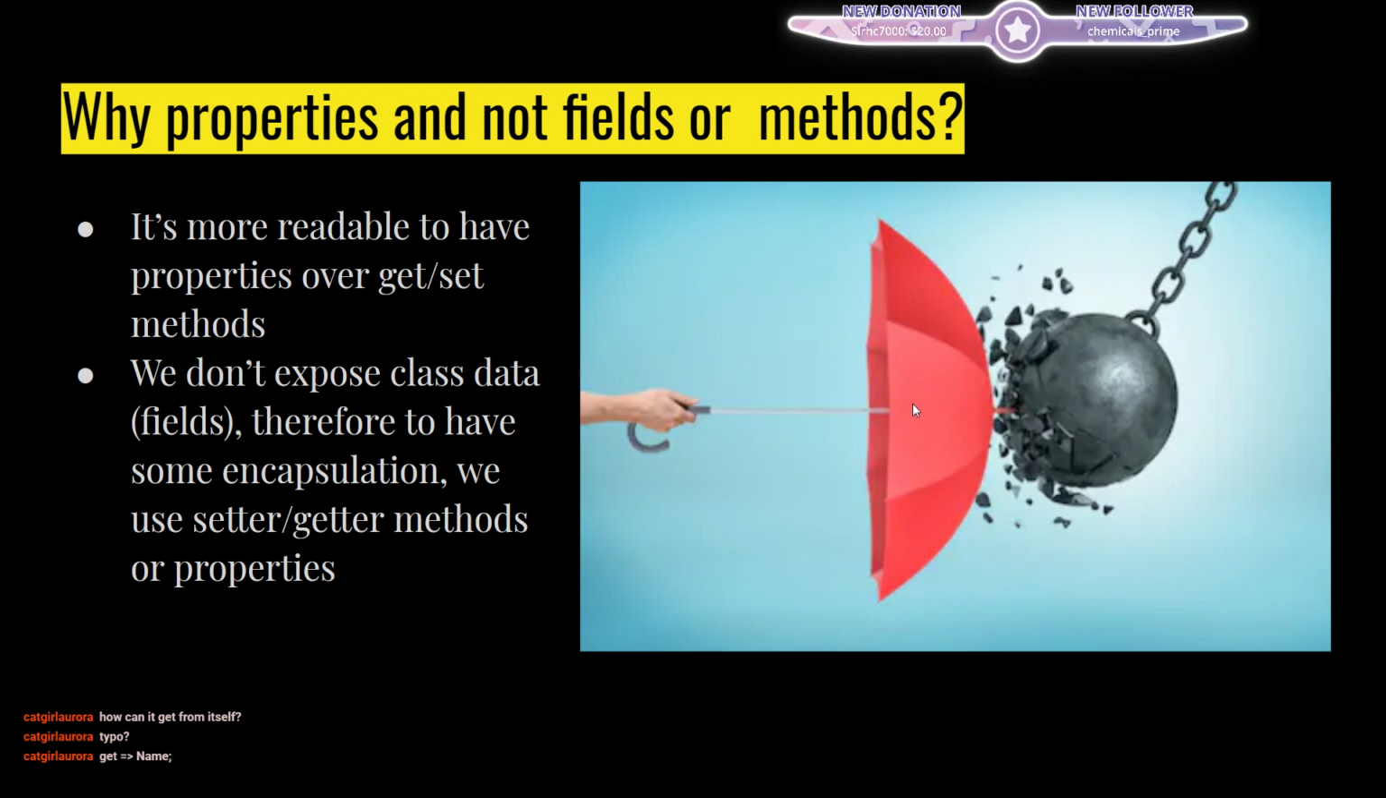So why are properties not fields? Because properties are more readable. So first, properties are not fields because properties are some encapsulation. Why are properties not methods, not setter and getter methods? Because they add readability and they take slightly less time.